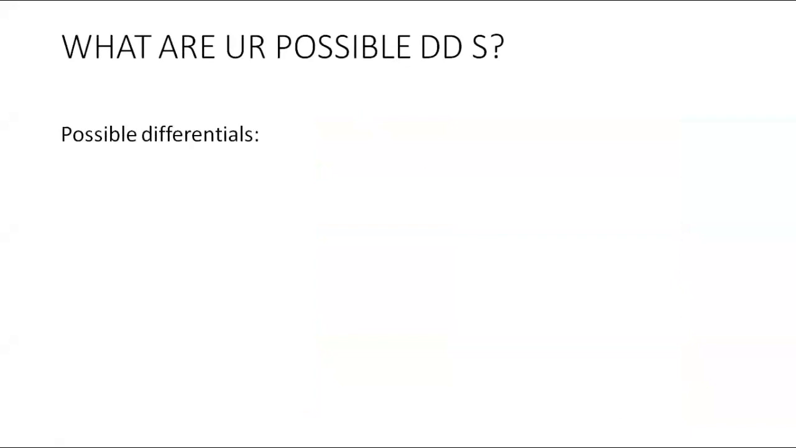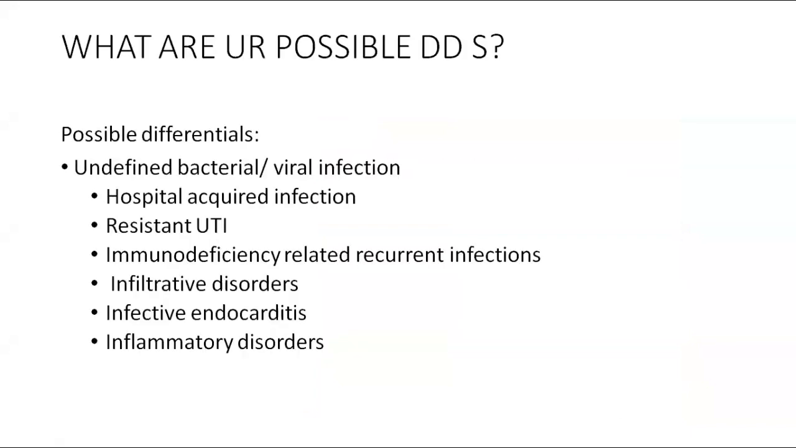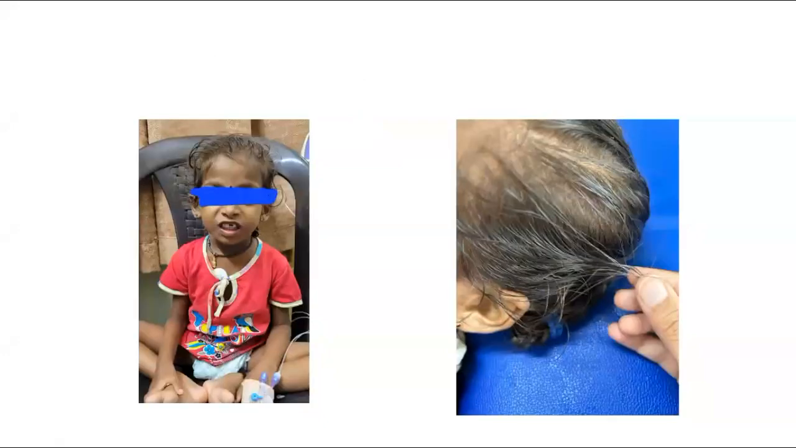So what are the possible differential diagnoses in this child? Severe acute malnutrition, more prone to infection, or any primary immunodeficiency. Okay, you are thinking it to be secondary to some primary immunodeficiency. Okay, before that, any other possible differential diagnoses?